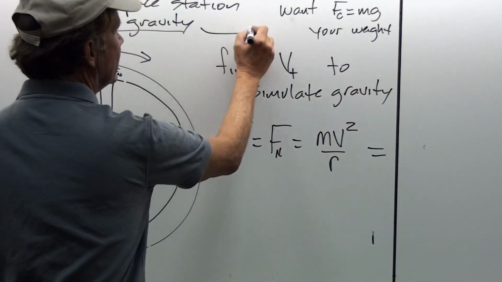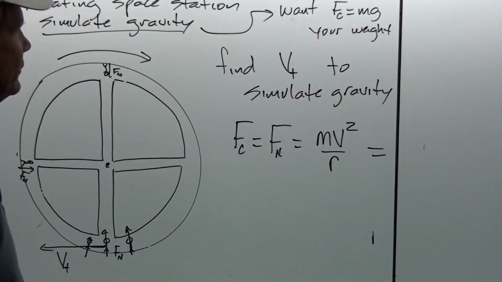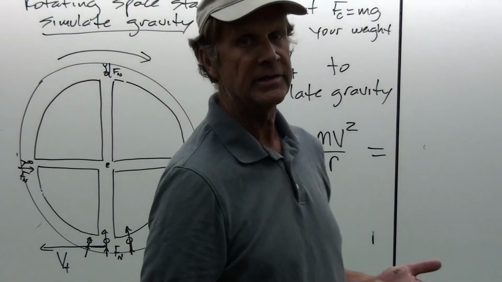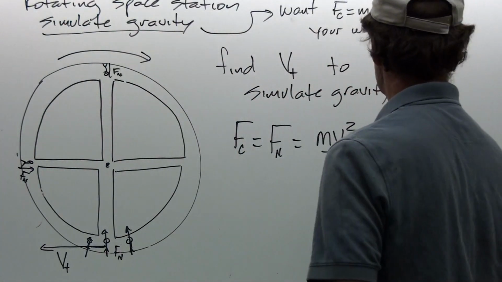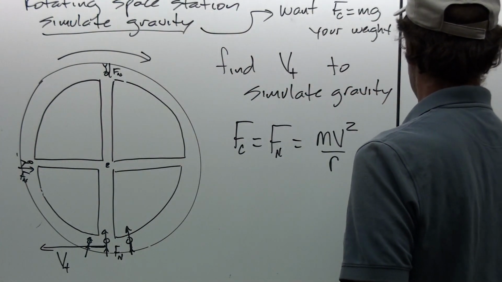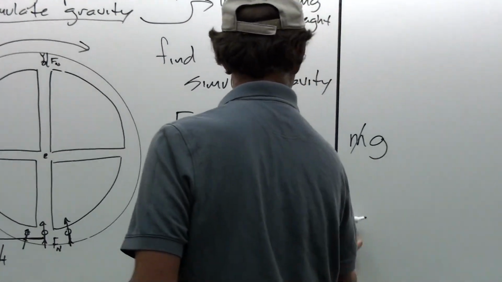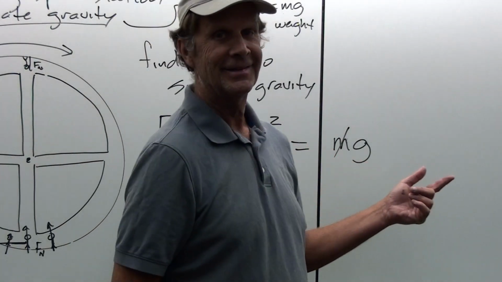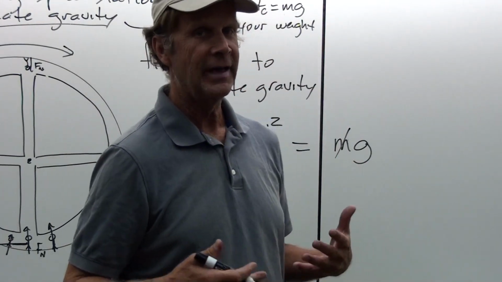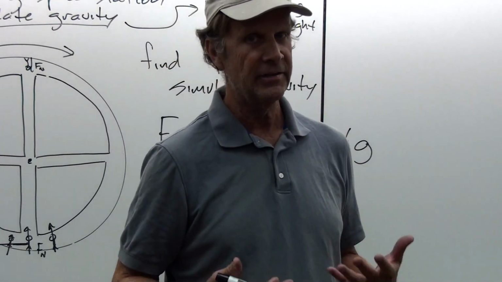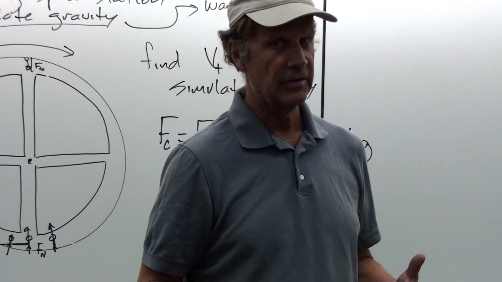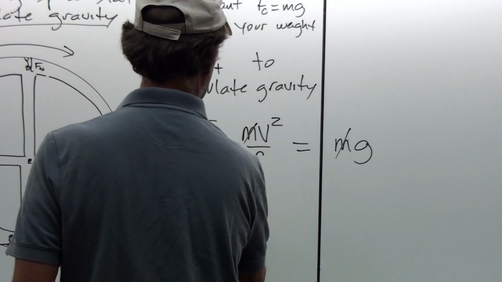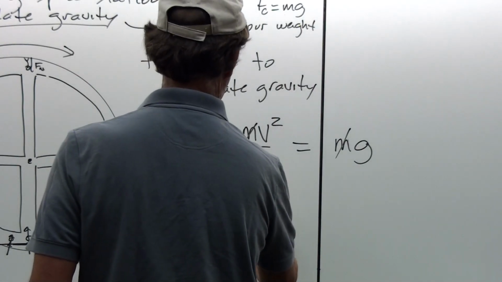Okay. That's our condition then, is that the centripetal force has to equal mg, and then we can solve for the velocity that makes that possible. Okay, so we'll set this equal to mg, and fortunately this mass cancels, which means that you can simulate anybody's weight because they'll have the same acceleration as if they were under the influence of gravity on the Earth. And so therefore, v would equal the square root of rg.